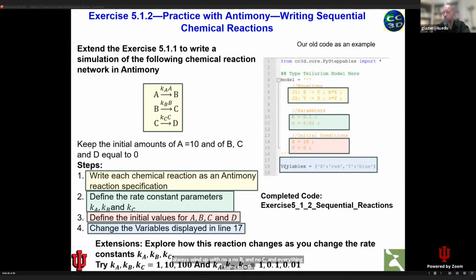In step 4, you're displaying X and Y. You want to display at least A and B, so you would change X to A, Y to B. And then ideally you would type comma, quote, C, colon, orange, comma, D, colon, green, or something like that.